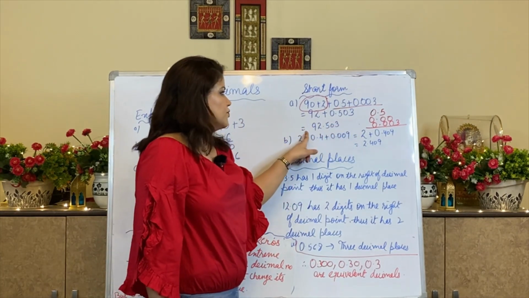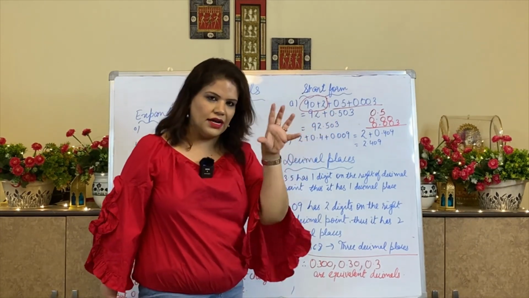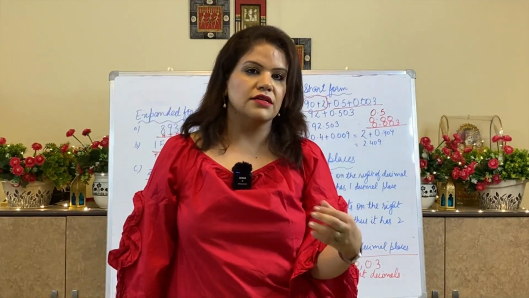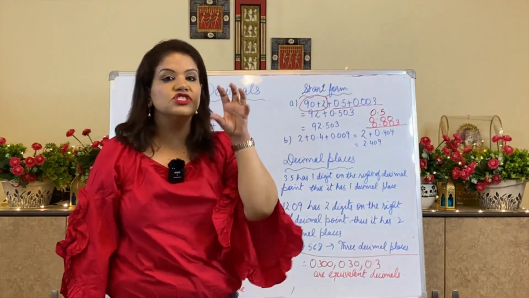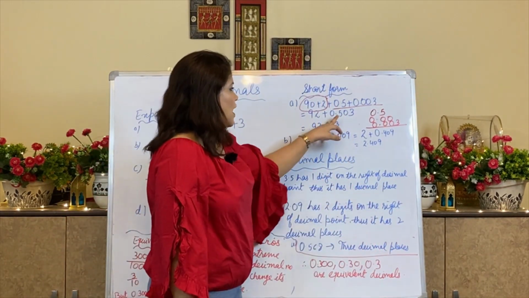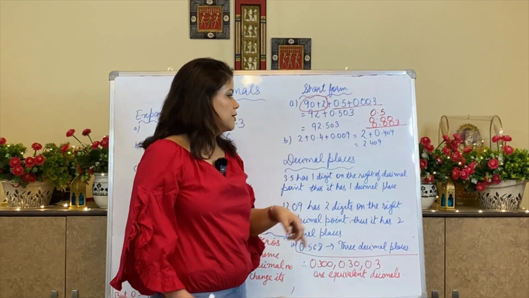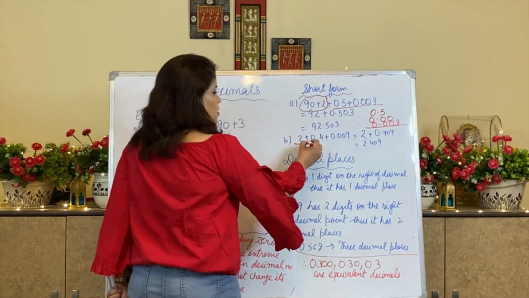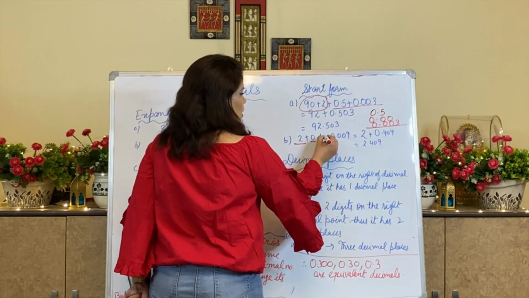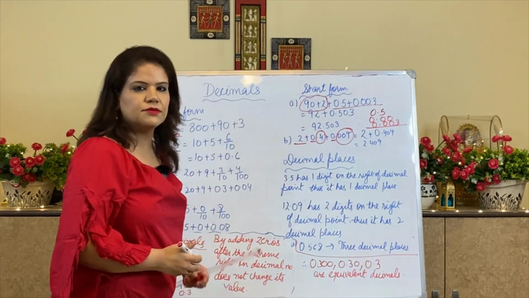Okay, in this we will get 92 plus 0 whole part. To the 92 we will add the 0 whole part. 92 is the whole part, and for the decimal number 0 is the whole part. So when you add these two, it will become 92.503. Same way here, this is the whole part. This part is the fractional part, or the decimal part.